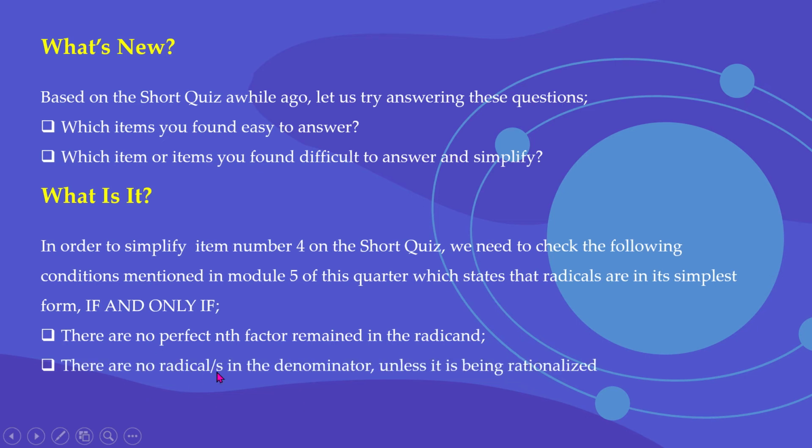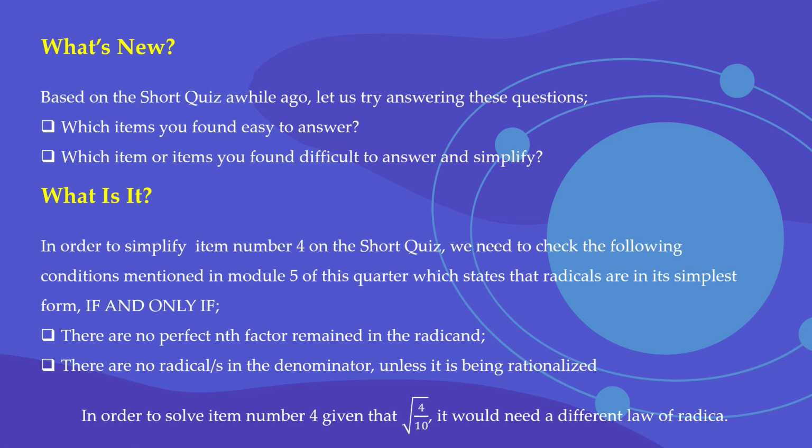Next, there are no radicals in the denominator unless it is being rationalized. So, which of our items from 1 to 5 has a radical in the denominator? That is item number 4. Our answer is 2 over square root of 10, wherein the denominator is a radical. So, it needs to be rationalized. In order to solve item number 4, given the square root of 4 over 10, it would need a different law of radicals.